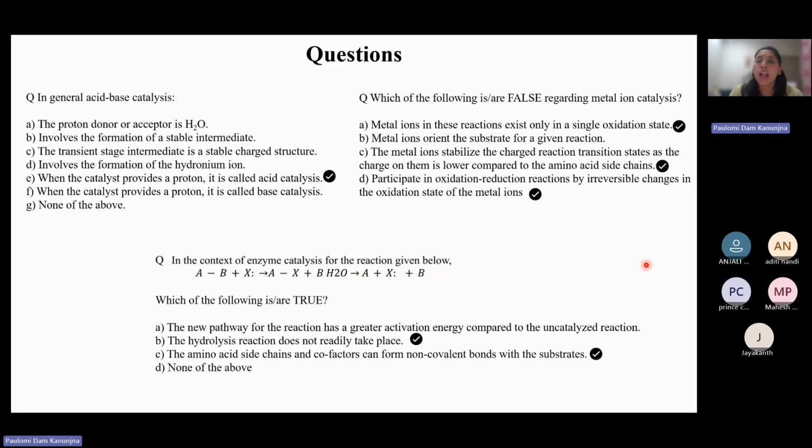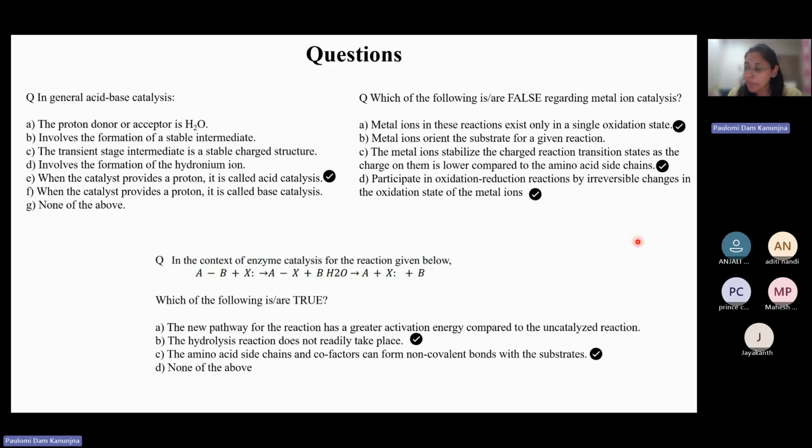That's correct. Next is that metal ions stabilize the charged reaction transition state, as the charge on them is lower compared to the amino acid side chain. Now, metal ions stabilize the negative charge on the transition state. And if they are stabilizing the negative charge, and metal ions have positive charge, that means their charge is much higher than the charged reaction state intermediate. So their charge is always higher than these negative charges. This one says lower, so it's false.